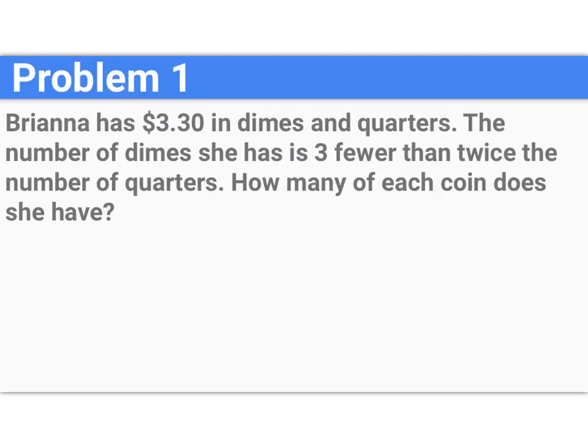Okay, so let's look at what we have here. Brianna has money in dimes and quarters. So how much is a dime? A dime is 10 cents for each dime plus 25 cents for each quarter equals $3.30. Whenever you're dealing with money like this, one of your equations is going to have money in it. And then the other says the number of dimes is, the word is means equals, 3 fewer than twice the number of quarters.